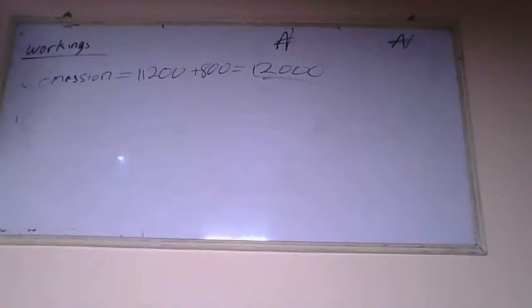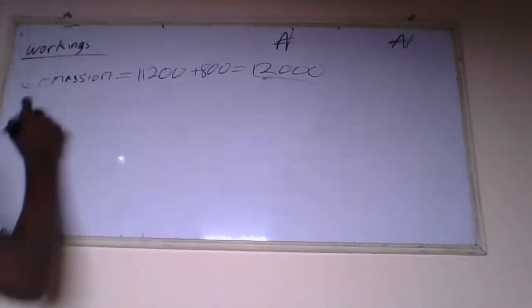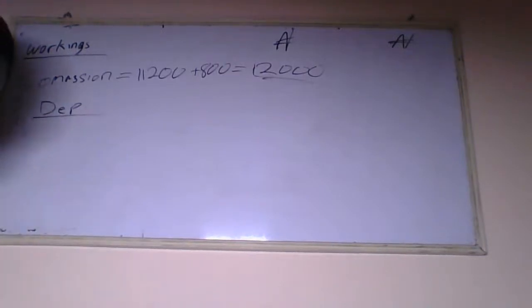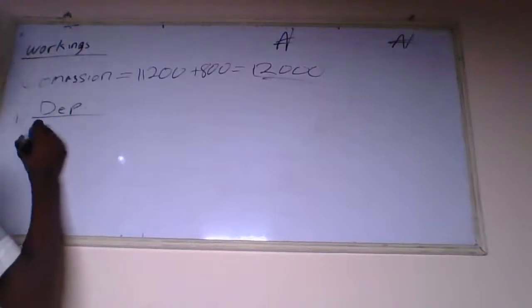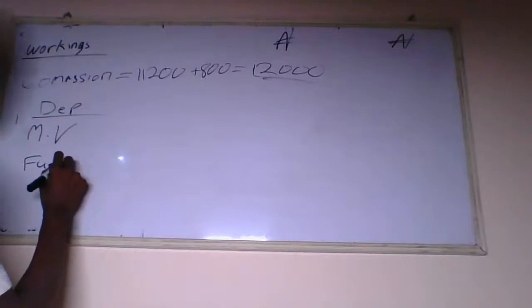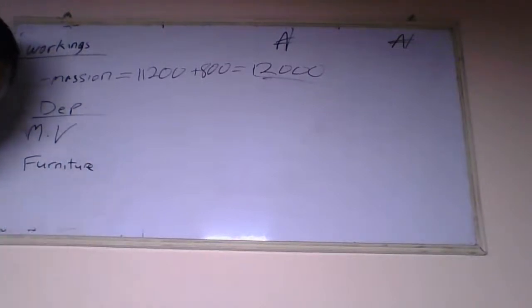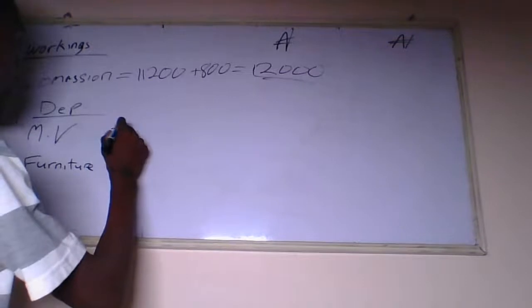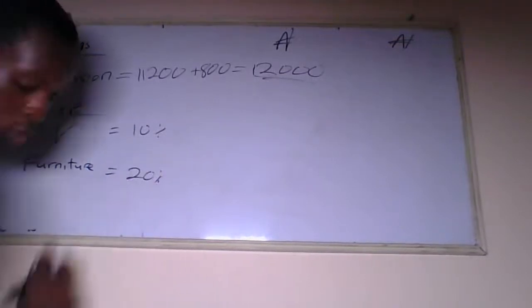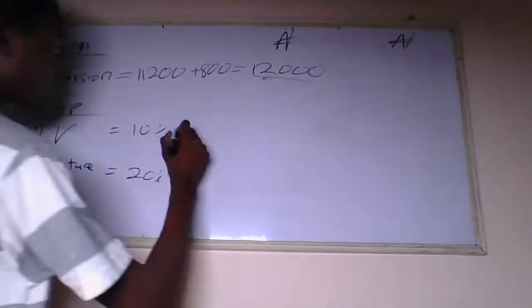And the next is the charges on depreciation. They said depreciation should be charged on cost. So for depreciation, we have motor vehicle and furniture. One is 10% and one is 20% of the cost.